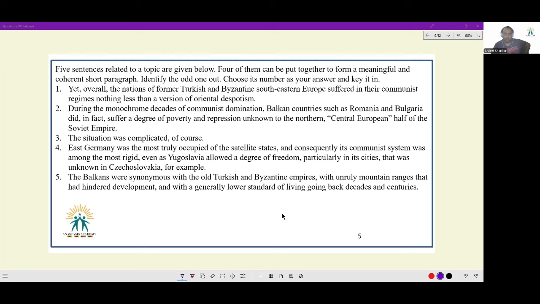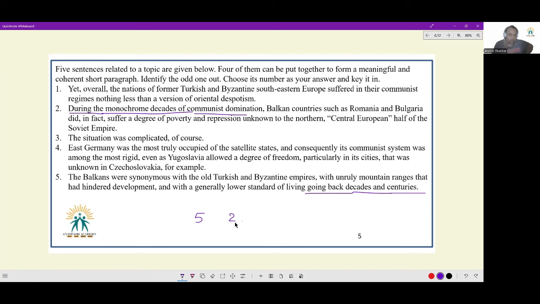Okay. 5 has to come before 2, as in not necessarily immediately before 2, but 5 has to come before 2 because it gives some piece of information and states it is related to things that are going back decades and centuries. And then there is a statement of during the monochrome decades of communist domination. So 5 has to be before 2. This much I can infer.